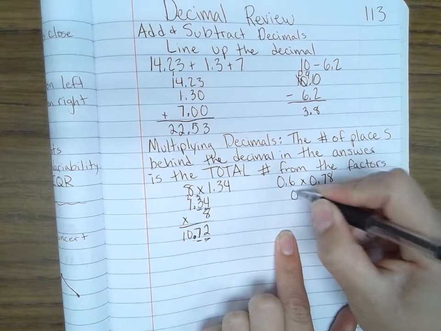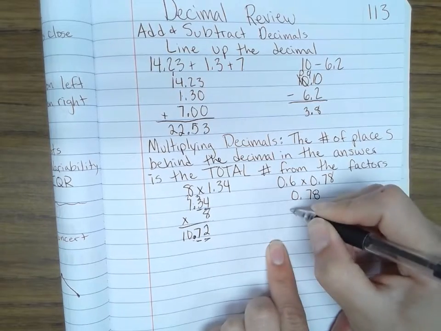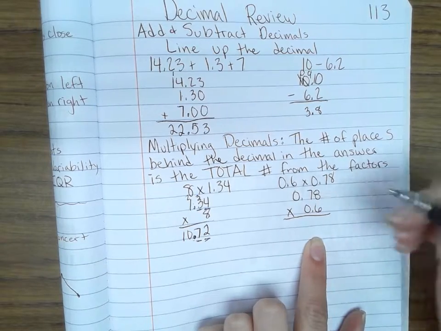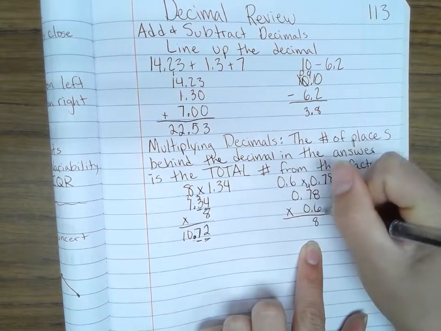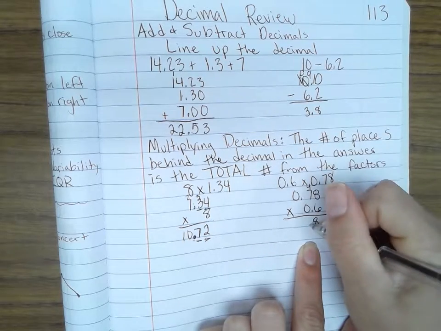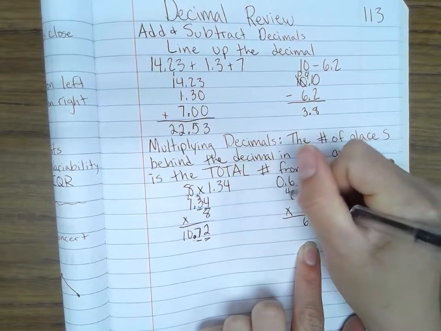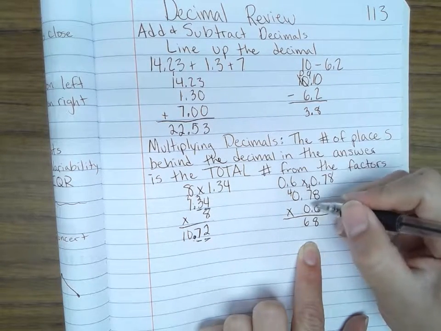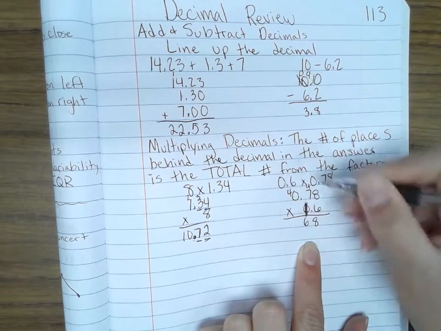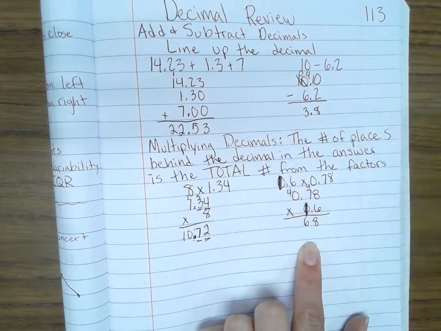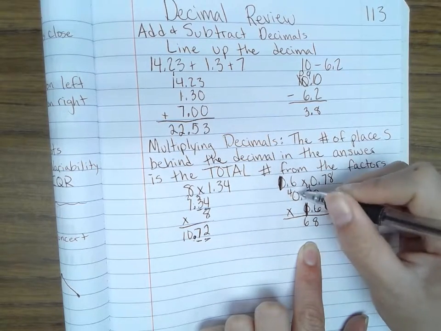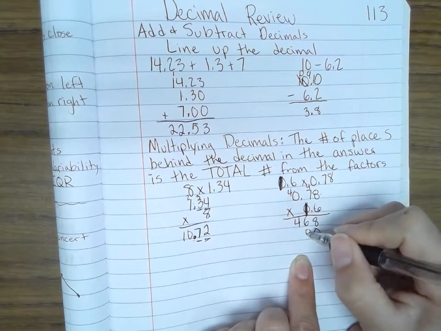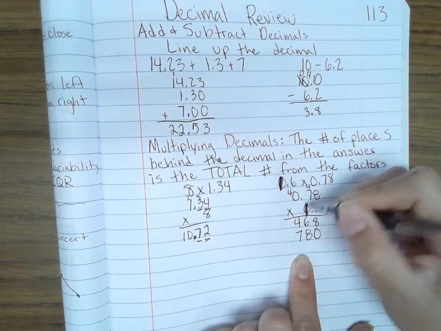Okay, the one with more digits on top, so 0.78 times 0.6. 6 times 8 is 48. Regroup 4. 6 times 7 is 42. Plus 4 is 46. Regroup 4. 6 times 0. We're going to make this 1.6, I decided. Okay, let's make this 1.6. 6 times 0 is 0, plus 4 is 4. 0 placeholder. 1 times 8 is 8. 1 times 7 is 7. 1 times 0 is 0.